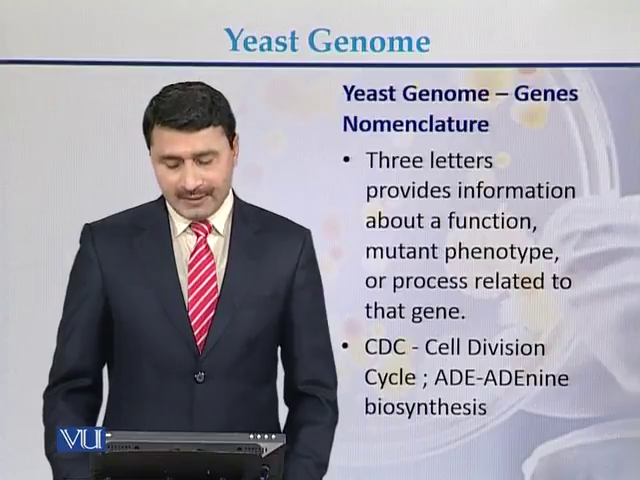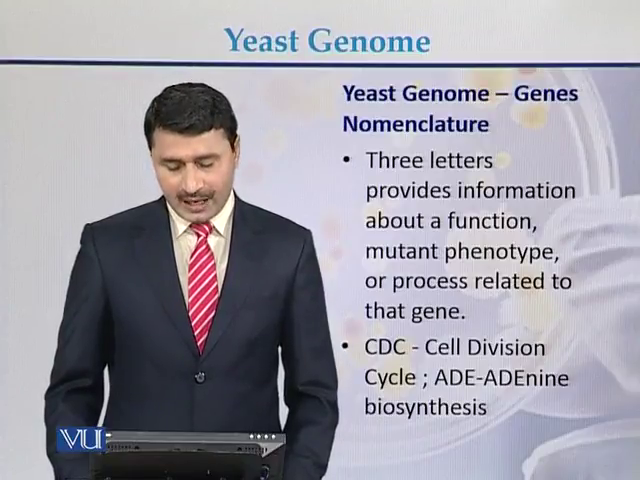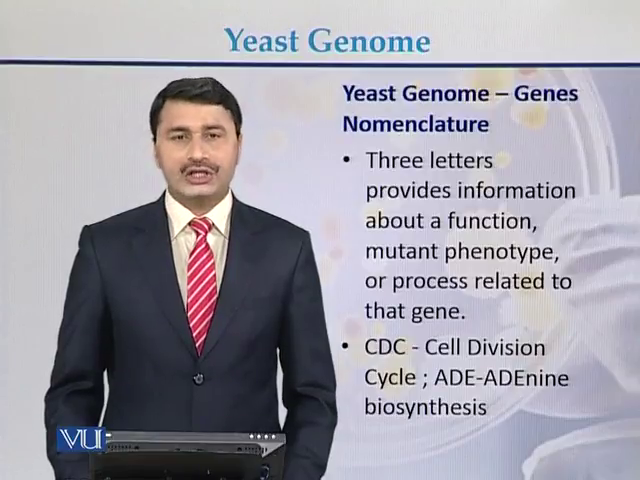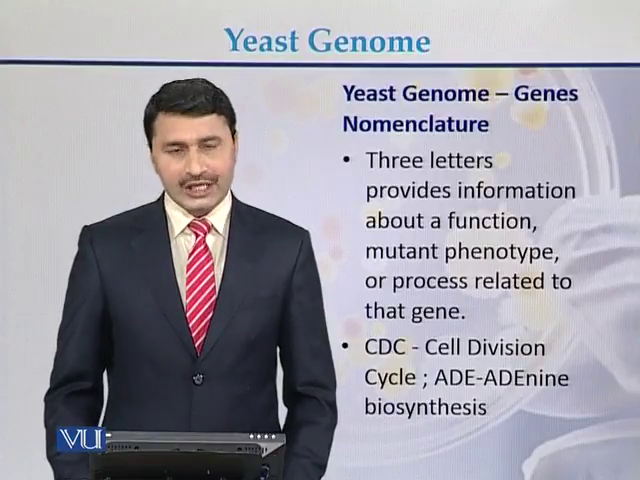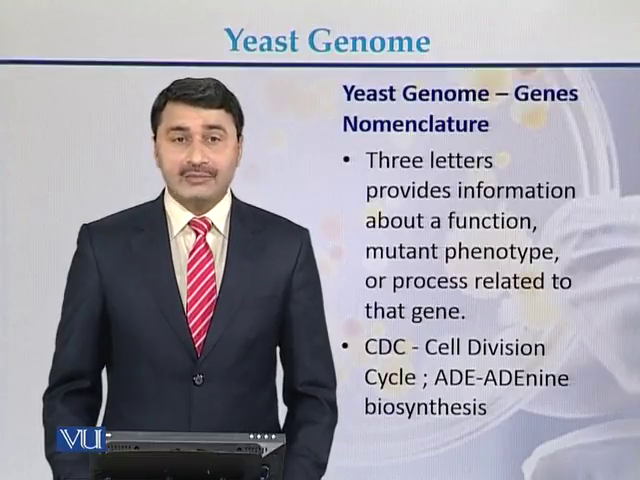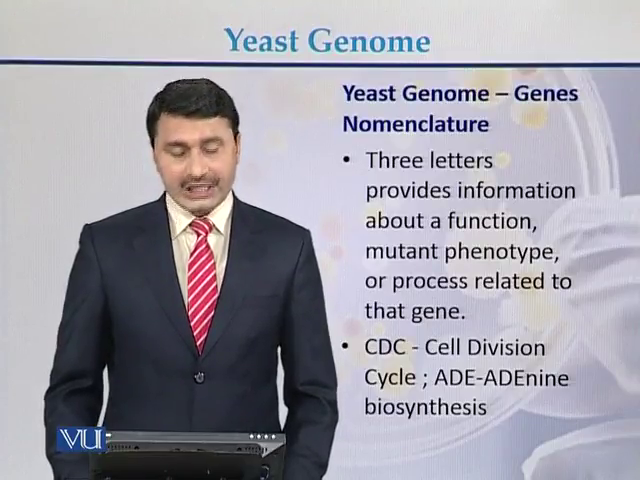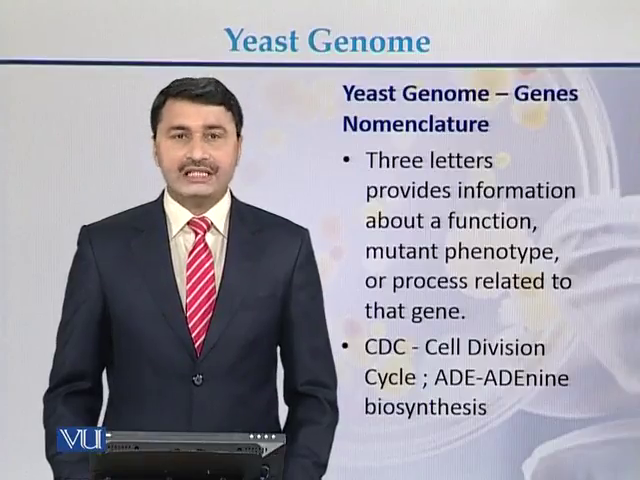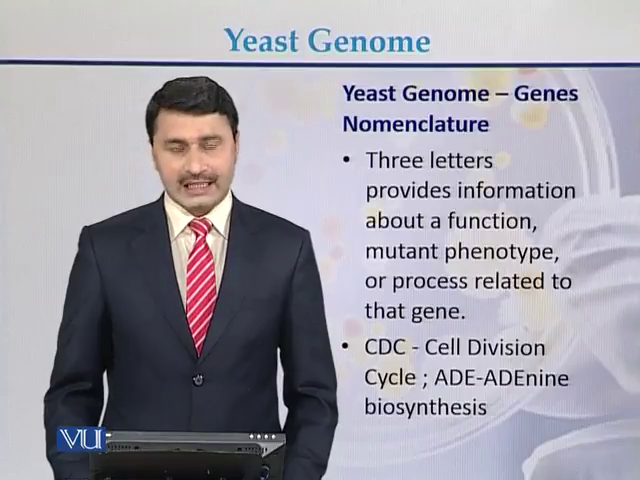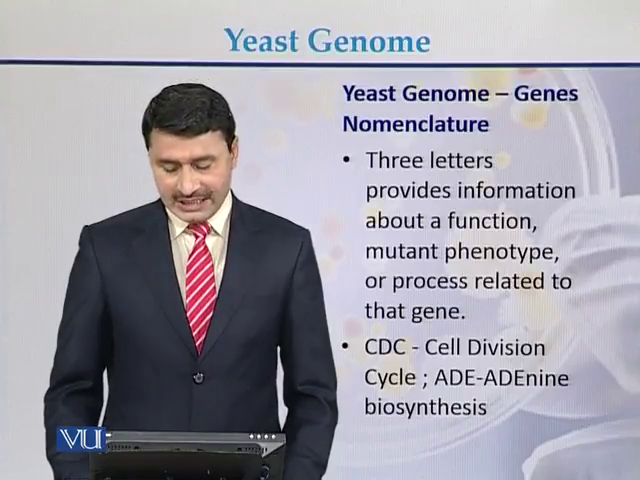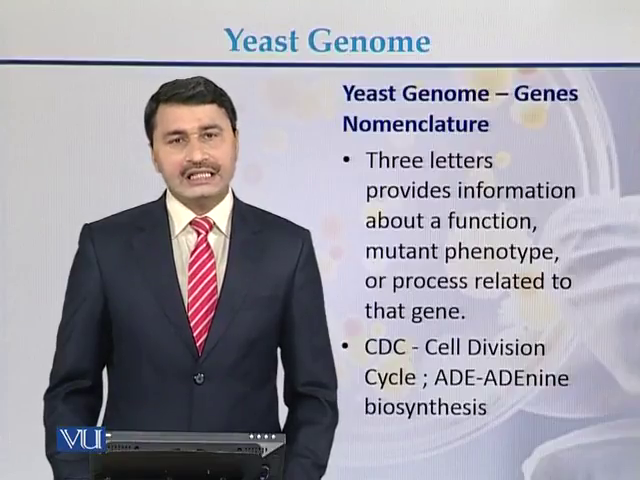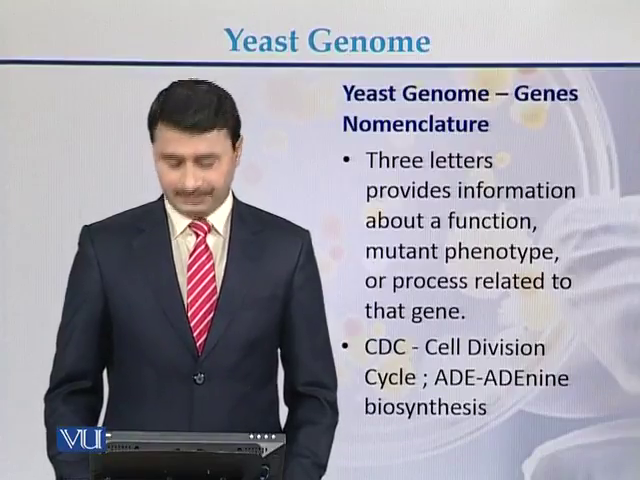The 3 letters provide information about the function, mutant, phenotype, or the process related to that gene. Here we can see that CDC is the name of the gene related to cell division cycle. C is for cell, D for division, C for cycle. And ADE is for adenine biosynthesis.